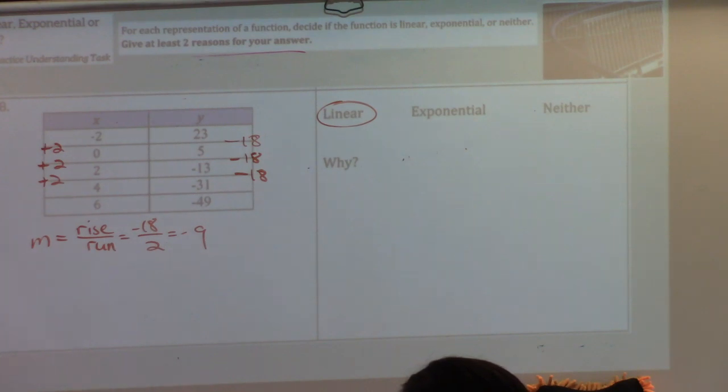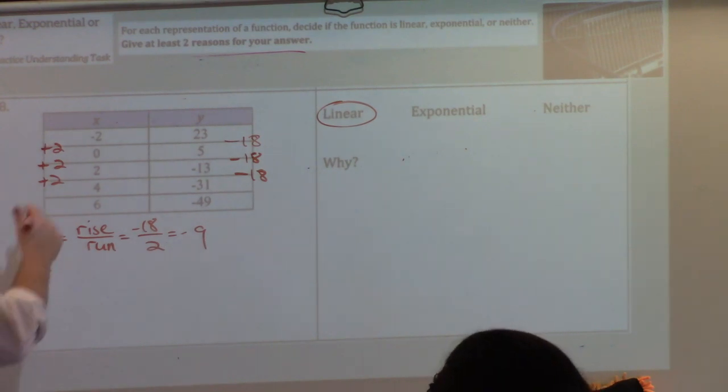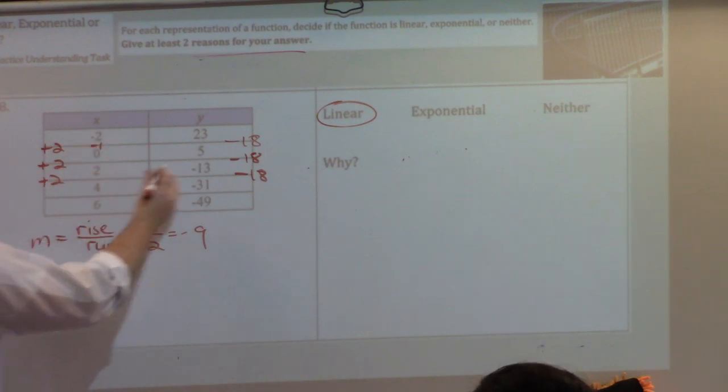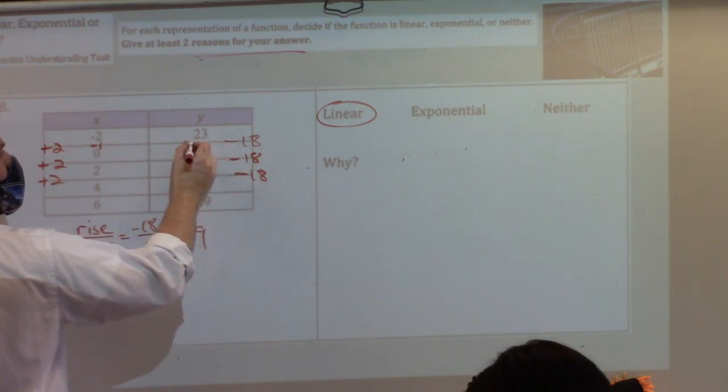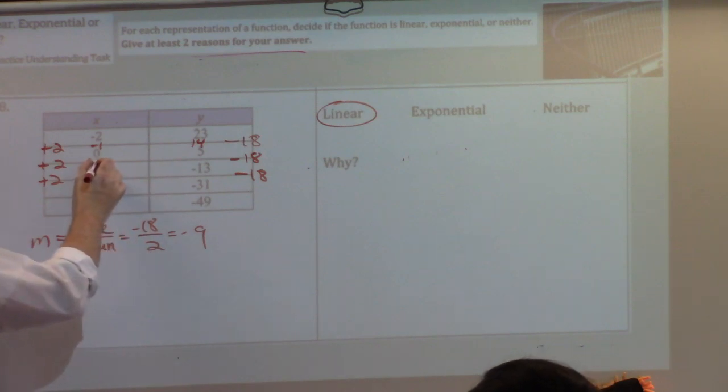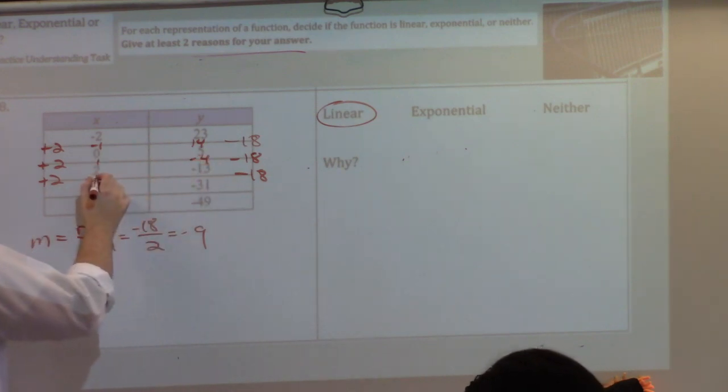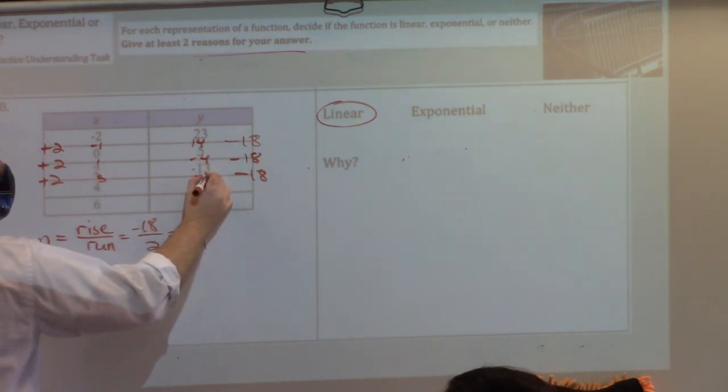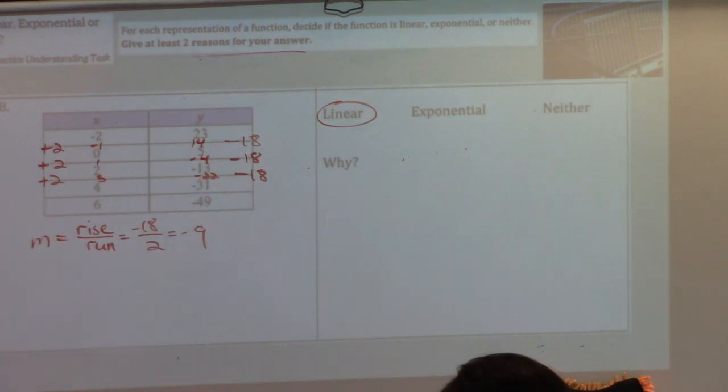Negative 9. There's a slope. And that would make sense because if I put these extra x values that I'm missing inside of here, there they go. Okay? And so now we can see that common difference of minus 9. Did anyone make a graph of this?